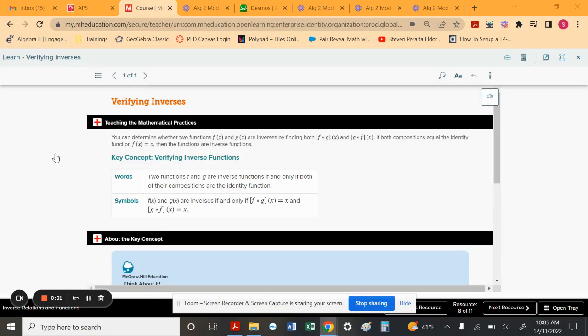Okay, so we're going to start looking at verifying inverses, which is something that we did at the very beginning by checking particular values. But there's another way to do it just by looking at the equations, without having to plug in numbers into both of the functions and determining if they are inverses.